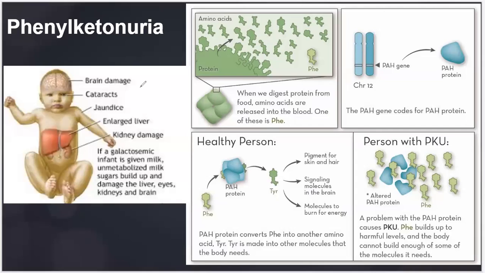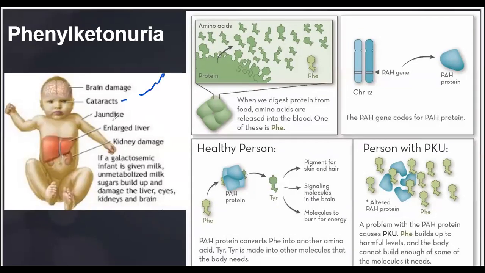It may lead to brain damage, cataract, jaundice, enlarged liver, kidney damage, or, if a galactosemic infant is given milk, unmetabolized milk sugar builds up and damages the liver, eyes, kidneys, and brain. So this is another indirect side effect of this. Fine.